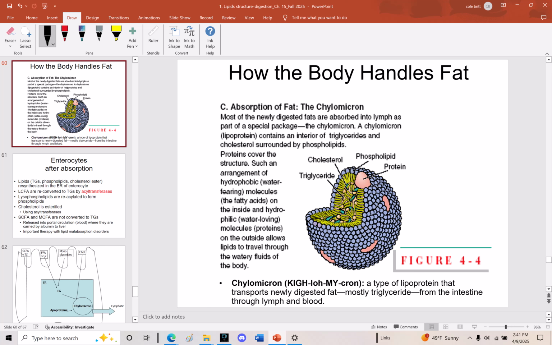Your fat-soluble vitamins will also be in here. So vitamin A, vitamin E, vitamin K, what's the other one? D, vitamin D. So all of those will end up in there as well because they're lipid. And they're quite large, so they'll need to be transported using the lipoproteins as well.